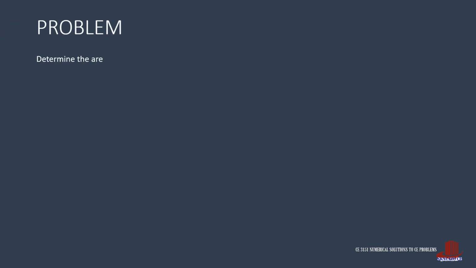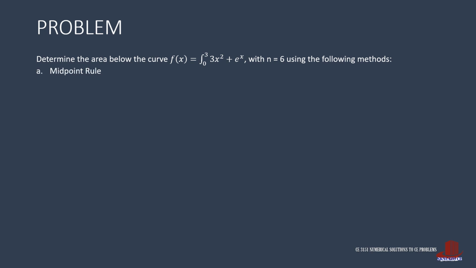The given function for this example is 3x squared plus e raised to x, with the limits from 0 to 3. The area will be approximated using 6 integral strips by the methods of midpoint rule, trapezoid rule, and Simpson's 1/3 rule. Before starting with any approach, identify the base parameters.